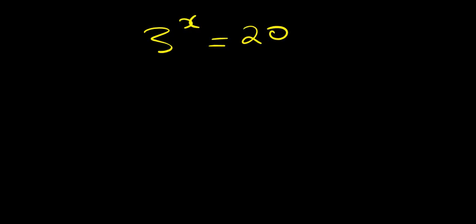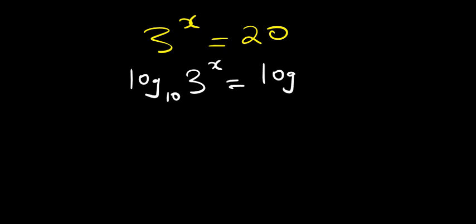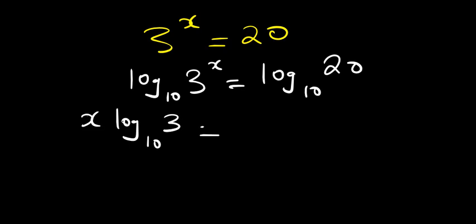That's where I introduce the log, because they don't have a common base. So I'm going to have log, let's say we pick base 10, of 3 to the power x, equal to log base 10 on both sides, of 20. Based on our rule of logs, the x is going to drop because it's a power, so it will be x log 3. This will be equal to, the 20 is not a power, so I'm going to have log of 20.